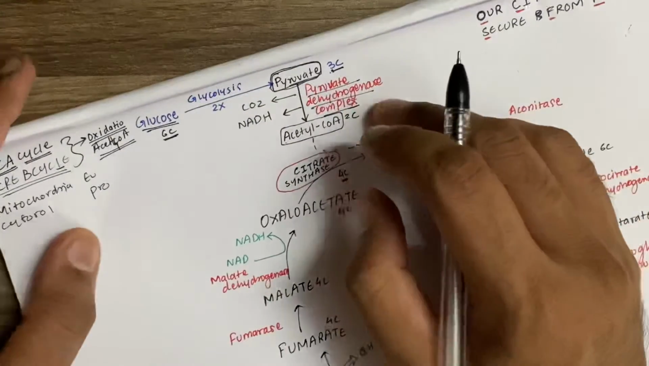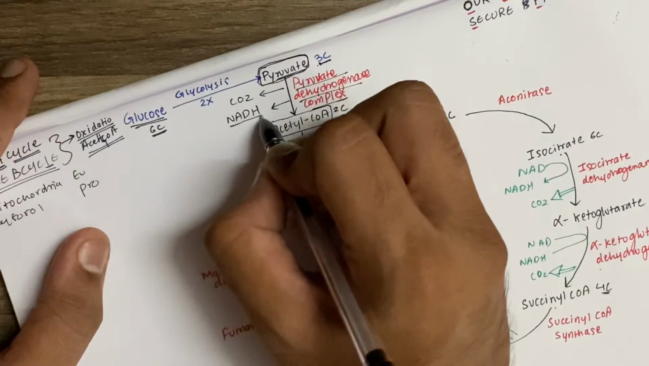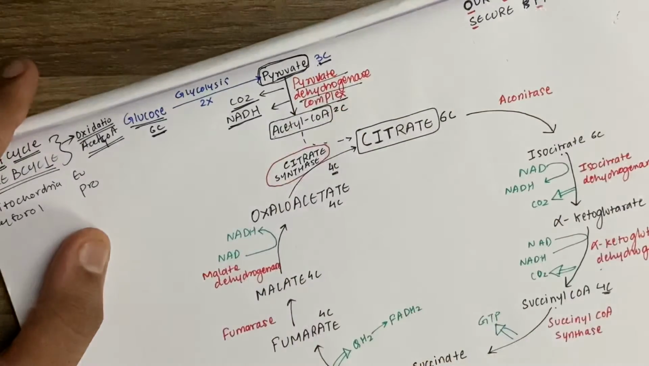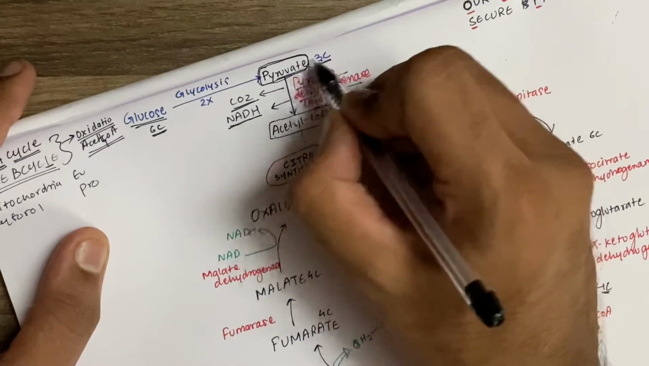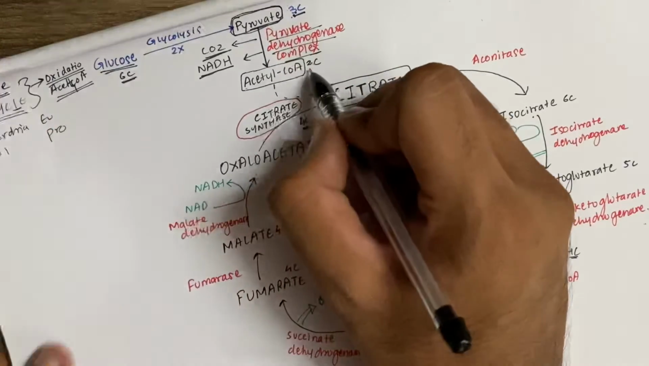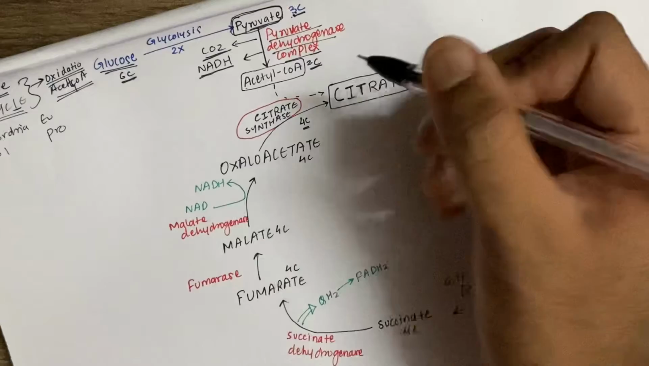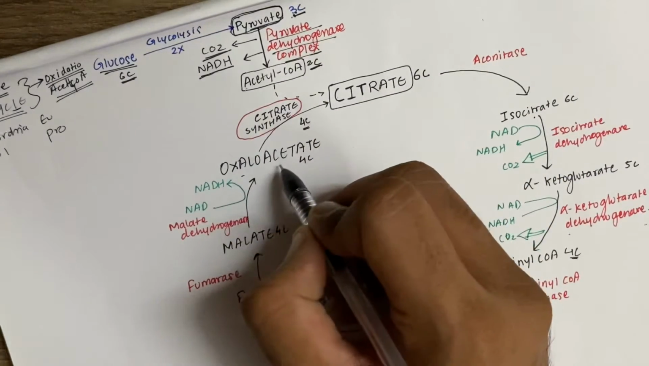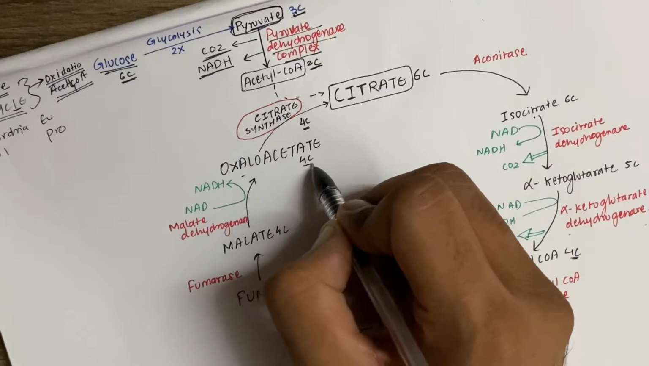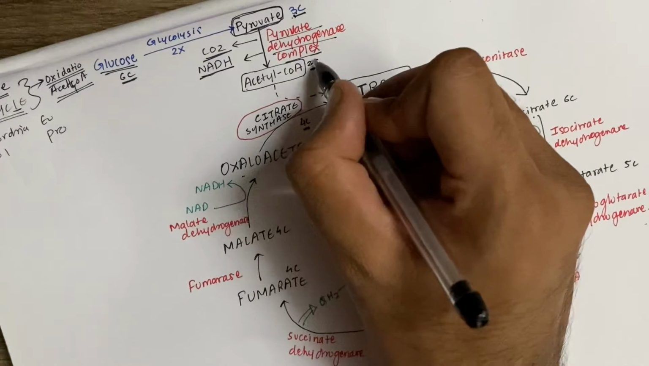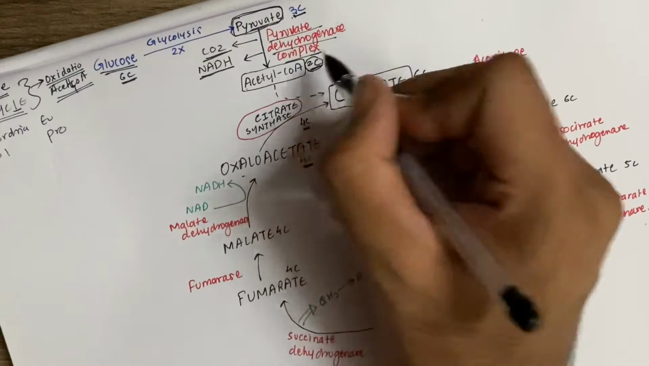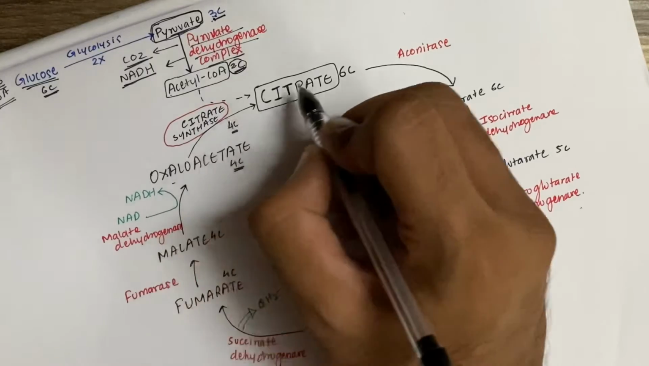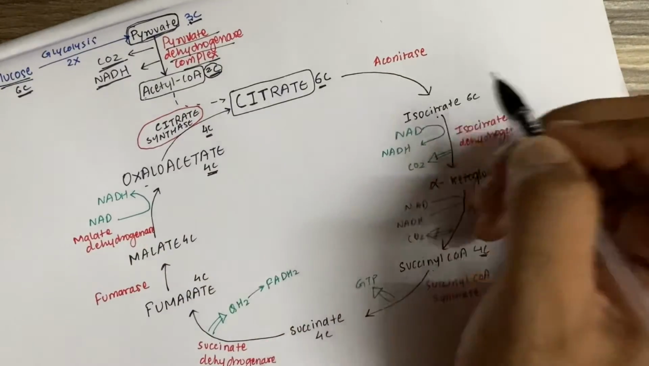In this step NADH is produced and CO2 is removed. So the pyruvate, which was 3 carbons, is now acetyl CoA, which is 2 carbons. Under the influence of citrate synthase, oxaloacetate, which is a 4 carbon molecule, and acetyl coenzyme A, which is a 2 carbon molecule, combine and form citrate, which is a 6 carbon molecule.